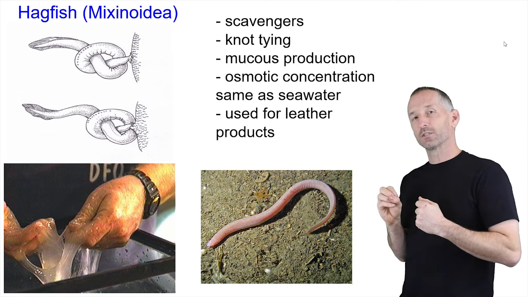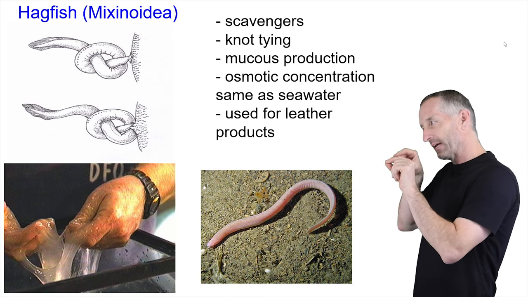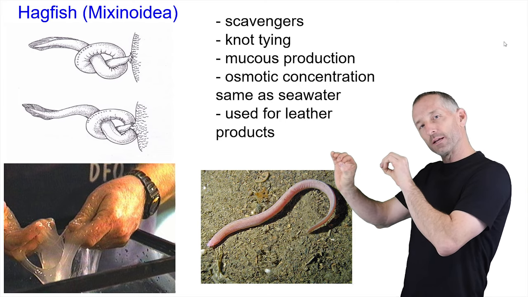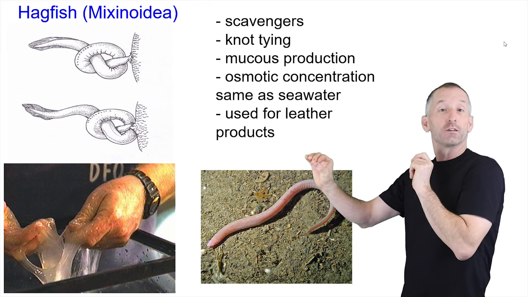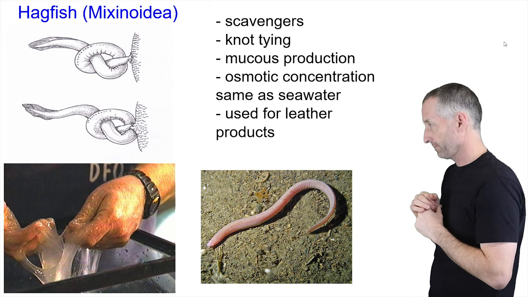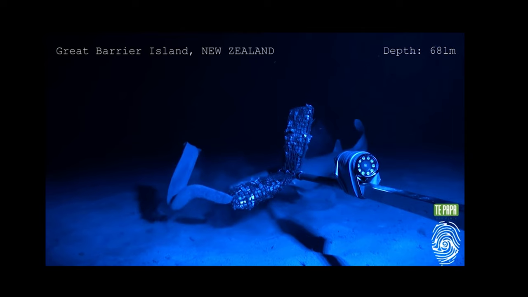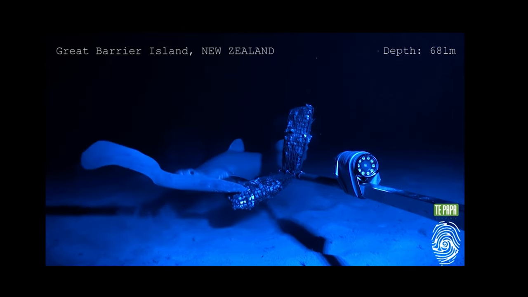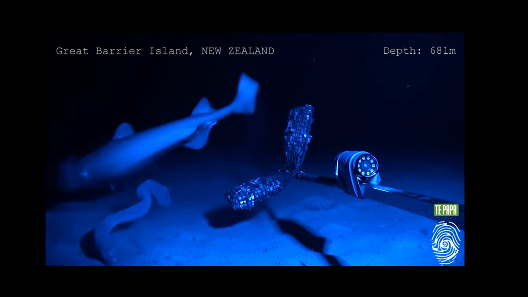So instead what they do is they create their own thing to push against, that is they actually tie a knot in their body, and then that knot moves down the body until the head can pull through the knot, and therefore they have some leverage to pull something off of what they're foraging on. Oh yeah, and then there's the crazy slime that they can produce, which I forgot all about, where they can produce massive amounts of slime in a very short amount of time, which is a defense against predators. And there's a lot of cool videos showing how fish bite them, their mouths fill with slime, and then basically they let them go.